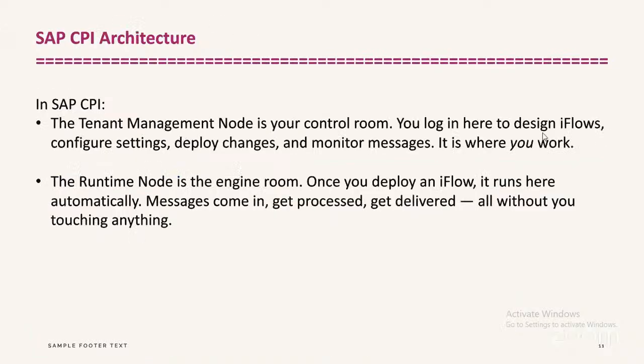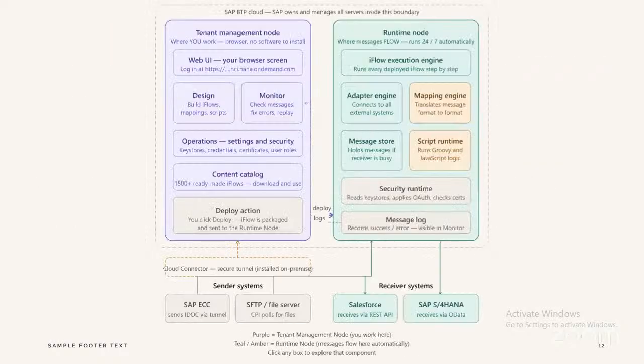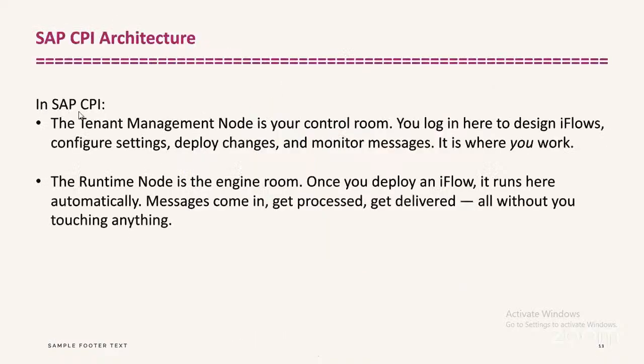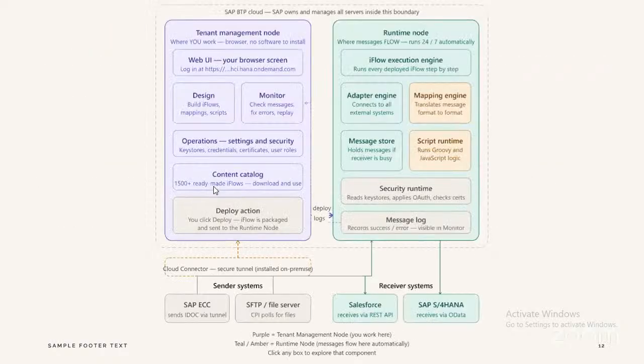Now we need to understand the basic architecture of SAP CPI. First I will show you the architecture. Okay, this is how the architecture looks. In CPI we have two nodes. The first node is the tenant management node and the second one is the runtime node. See, tenant management node and runtime node.